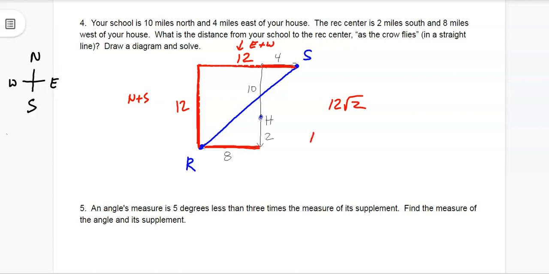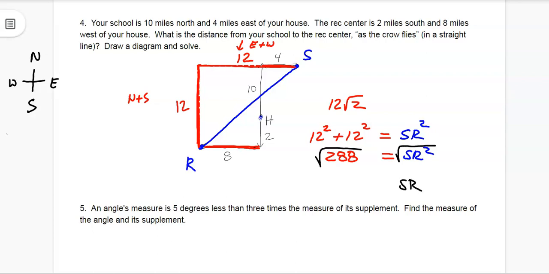So we're going to do Pythagorean Theorem. Legs squared plus legs squared equals, and we'll just call this SR squared, the distance from the school to the rec center. And we got 144 and 144, which is 288 equals SR squared. And now on all Pythagorean Theorem problems, our last move, to get rid of that squared, we take the square root of both sides.